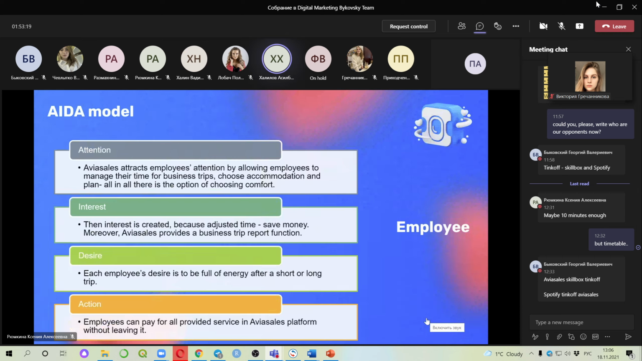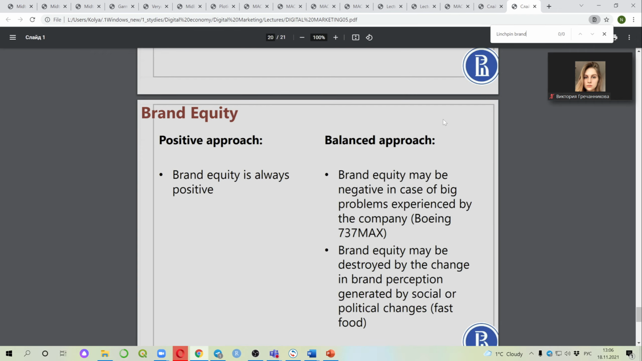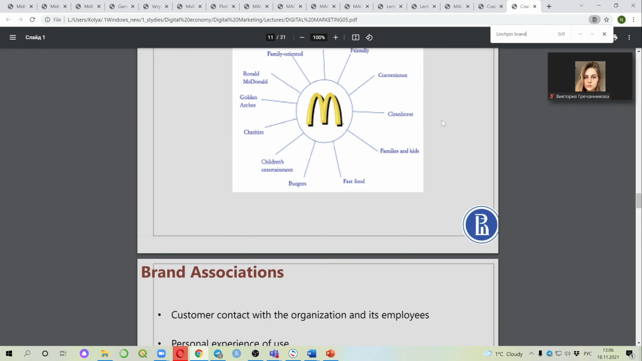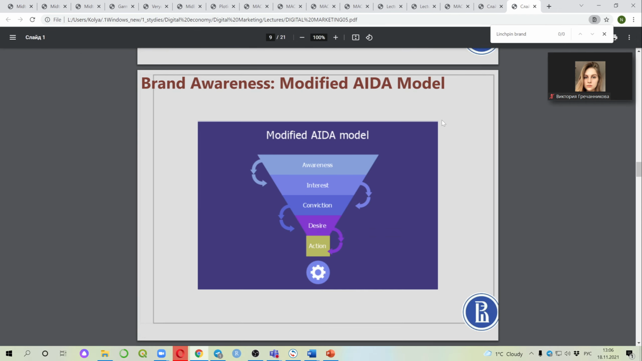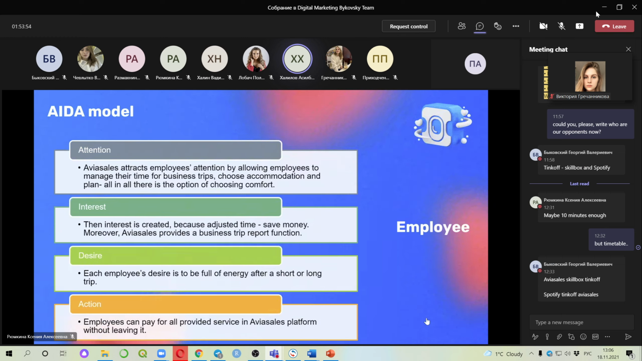Next, the core target market is the employees who conduct business trips very rarely. Brands use the AIDA model to determine the way they should deliver marketing messages to their target audience at each stage of their buyer's journey. The AIDA model changes from one type of target audience to another. One of the main target audiences is employees who have regular business trips. Attention is well known in the market.